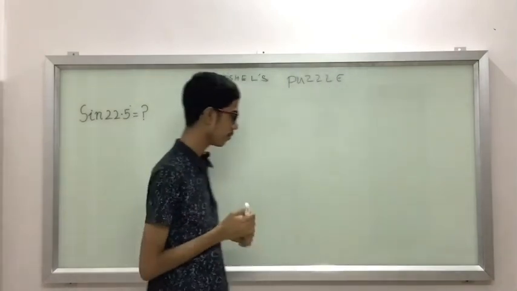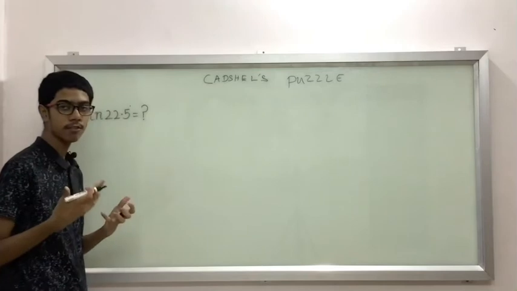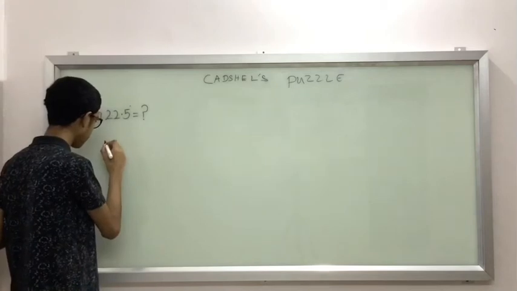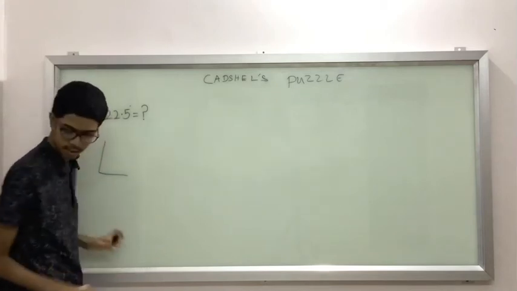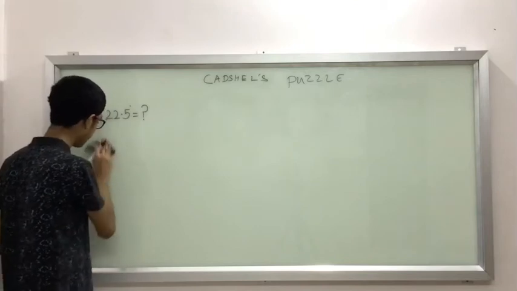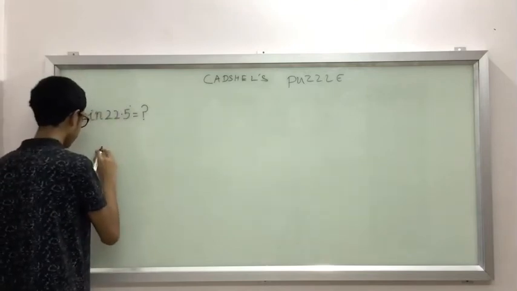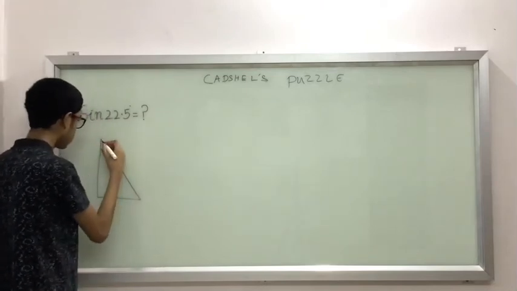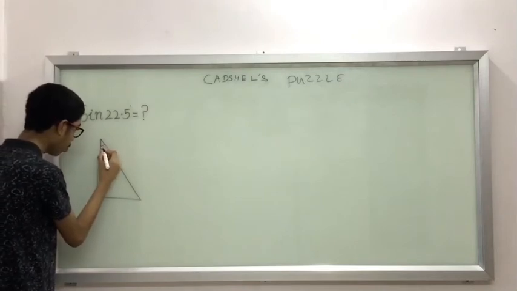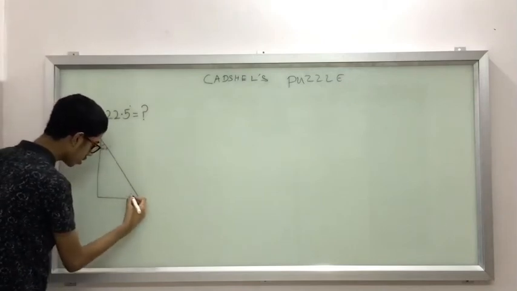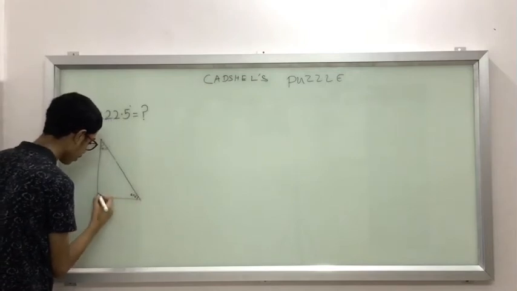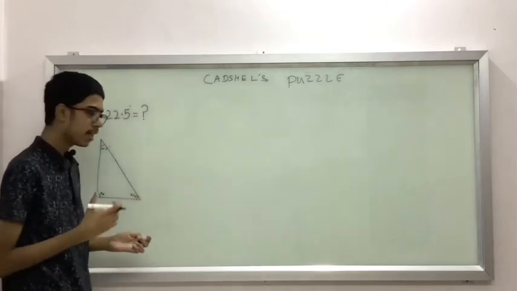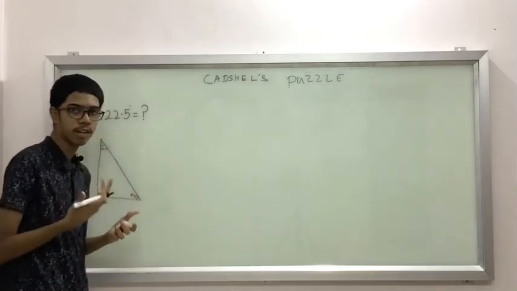Okay. First, where can we find sin 22.5 degrees in a right angle triangle? Wait, I'll draw the right angle triangle a little bit bigger. This is 22.5 degrees, this is 67.5 degrees, and this is 90 degrees. Okay, so first, how to find sin 22.5 degrees.